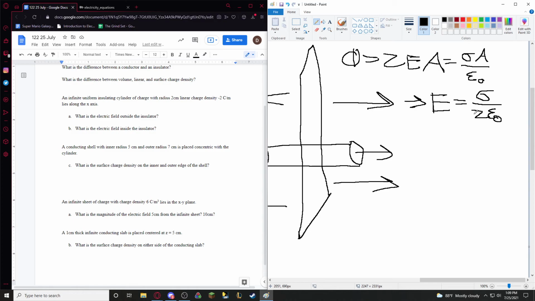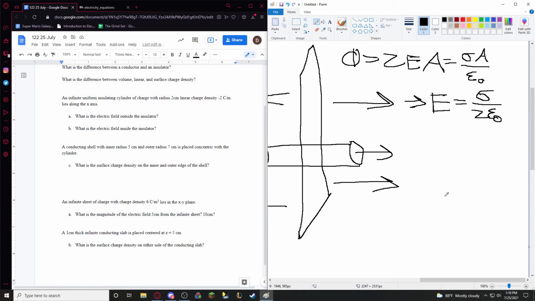So does our electric field matter how far we are from the infinite sheet? No. Nope, it does not. So the magnitude from 5 will still be the same as the magnitude from 10. Exactly. It's always the same magnitude. The electric field for an infinite sheet is always constant no matter how far you are from it. You could be on the other side of the universe, and it's still going to be the same.